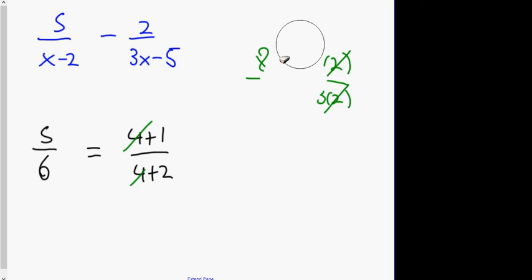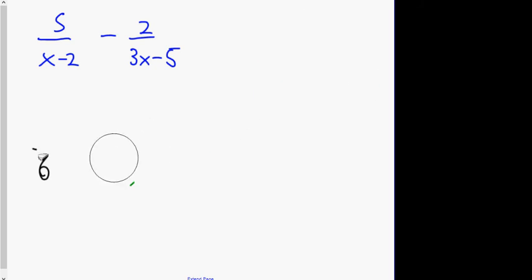Let's expand on this a little. If I have this in my test, if I have (x plus 5) over (x plus 2), I can't cancel the two x's. What's the reason why I can't cancel the two x's? Anybody know? I'm adding them, not multiplying them.